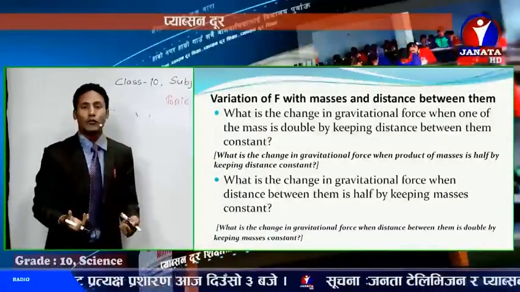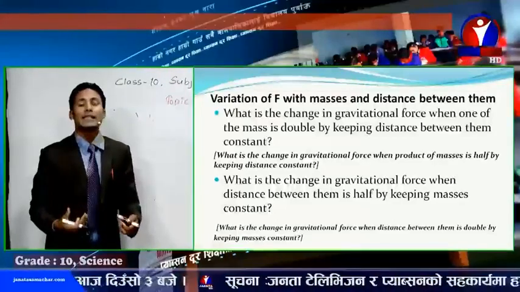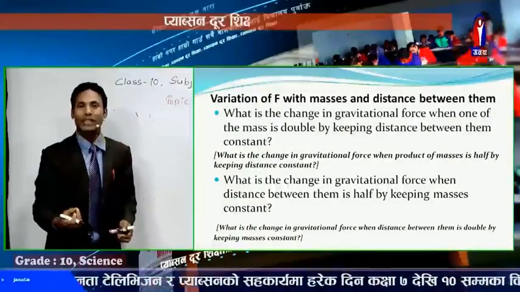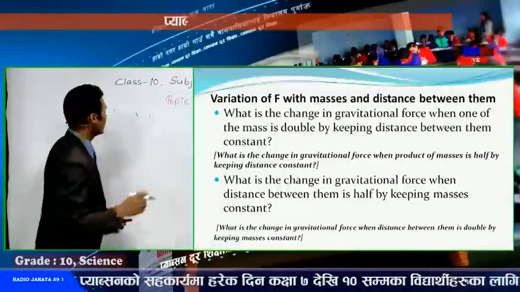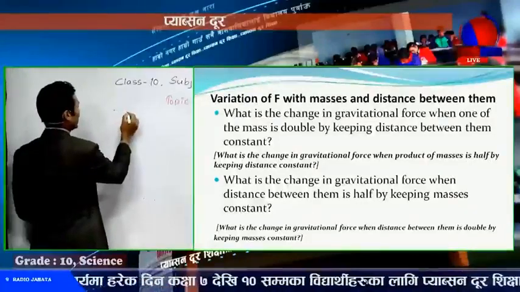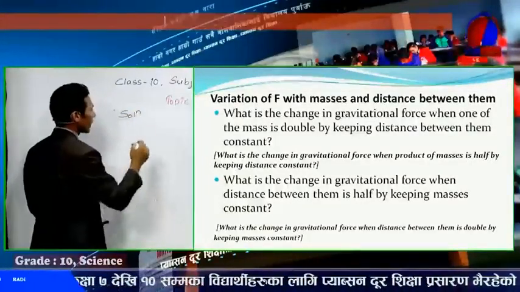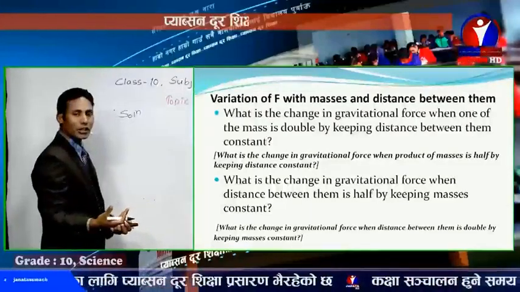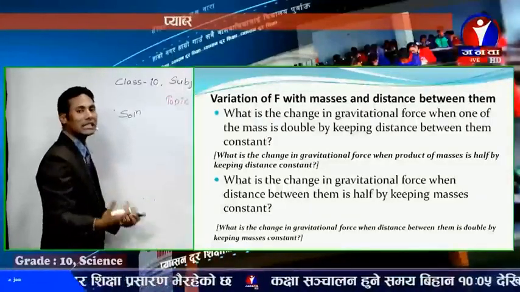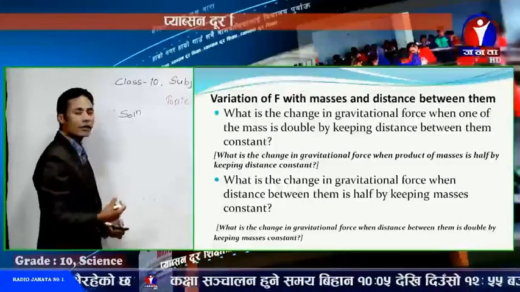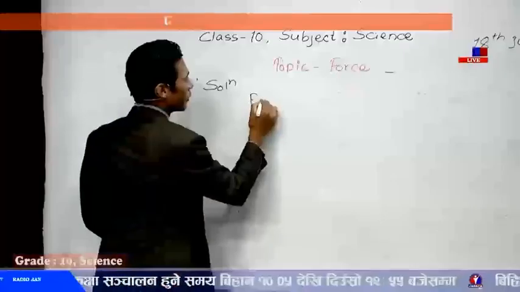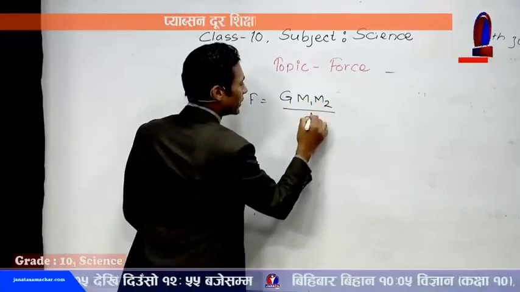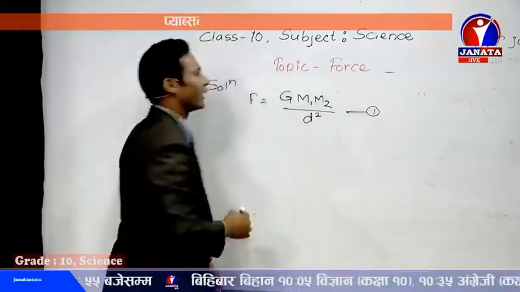What are we going to do? We are going to find the change in the gravitational force when one of the masses is doubled by keeping the distance constant. So how can we solve it? Let's see the solution. We can write down: if m1 is the mass of the first object, m2 is the mass of the second object, d is the distance between them, and F is the force between them, then F equals G m1 m2 by d square. This is equation 1, I will write it down, okay?